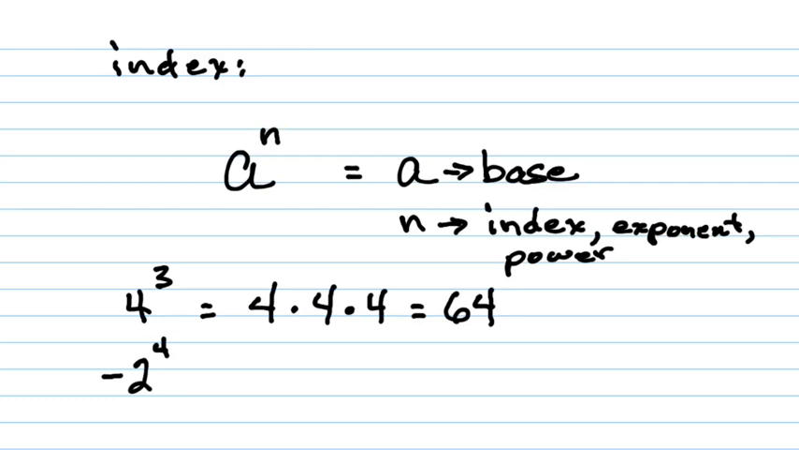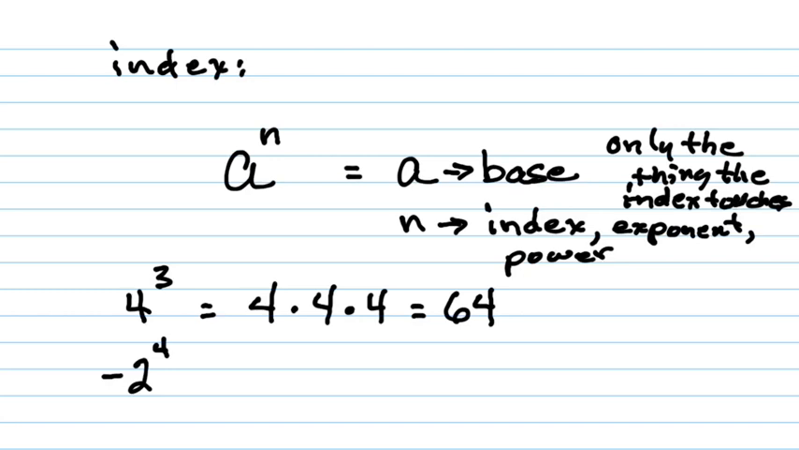One way you can think of this is: the base is only the thing the index touches. The base is only the thing that the index touches. The index is the 4, right? Is that 4 touching that minus? No. Then it is not part of the base. Therefore, it does not get multiplied together over and over again. Instead, it just follows along and stays a minus.